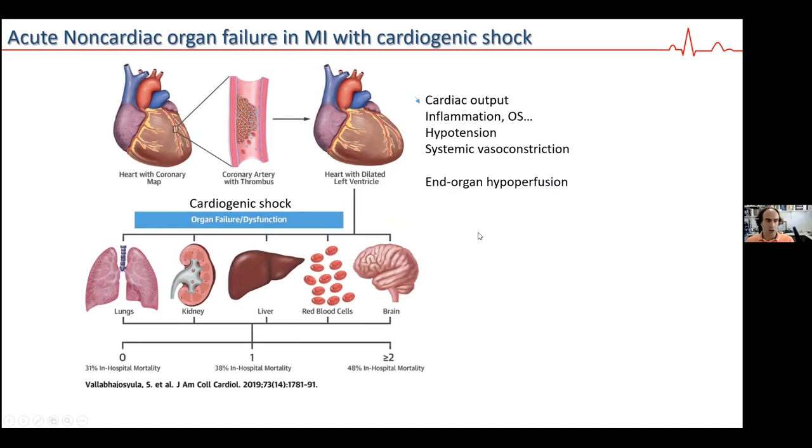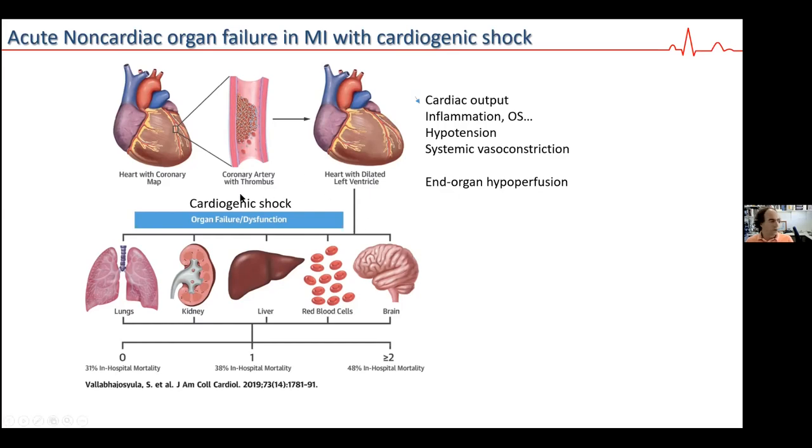Cardiogenic shock complicates nearly 5 to 10% of cases of acute myocardial infarction and is a leading cause of death after MI. And the severity of non-cardiac organ injury and the number of organs affected exist on a spectrum from transient mild dysfunction to severe and irreversible multi-organ damage.